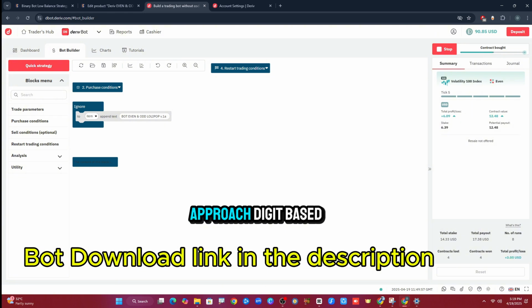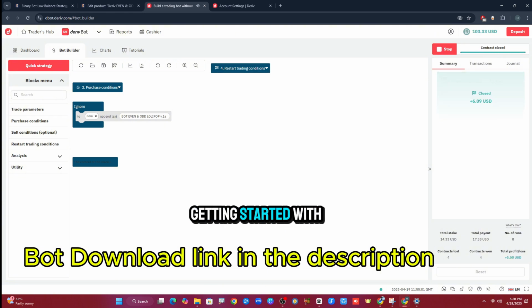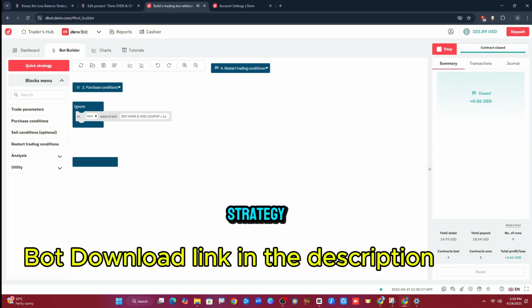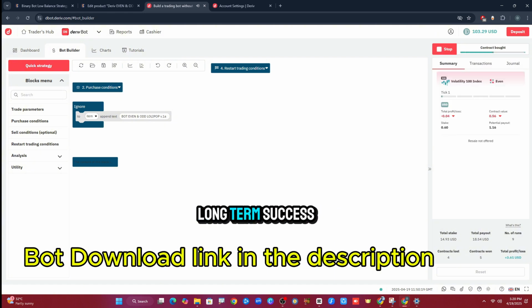The EVEN ODD Lollipop V.1a bot is not just another trading script, it's a lightweight, strategic assistant designed to help traders approach digit-based trading with confidence. Whether you're just getting started with Deriv or you're looking to automate a portion of your trading, this bot provides a great balance between simplicity and performance. However, remember, automation is a tool, not a guarantee. Smart use, consistent discipline, and understanding your strategy will always be key to your long-term success.